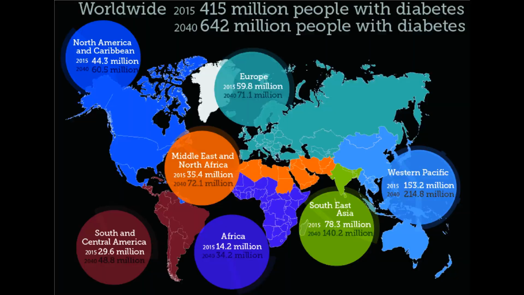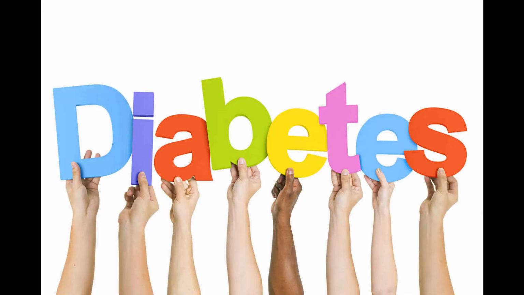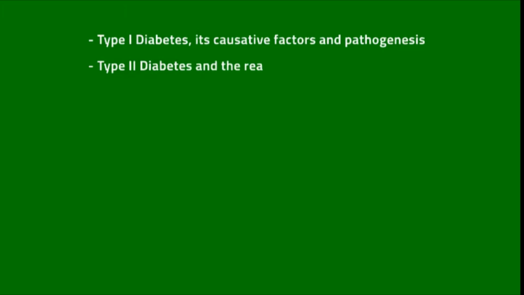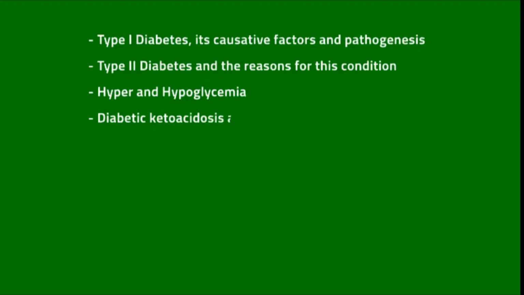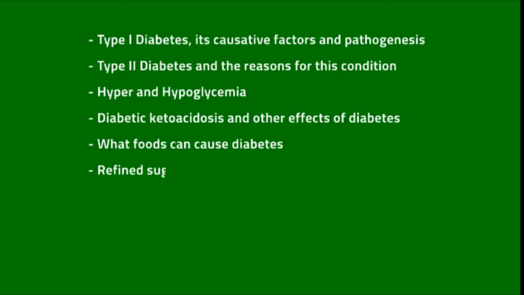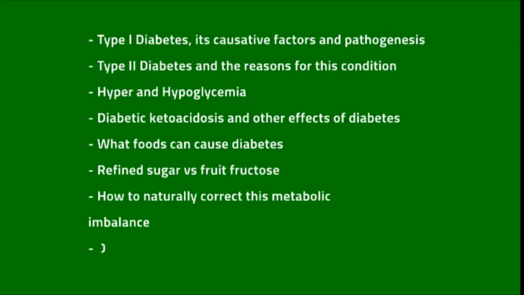In this video, we will explore the reasons why diabetes develops, the mechanics of it, discover if diabetes is really as incurable as they say it is, and identify ways of helping it. We'll discuss Type 1 diabetes, its causative factors and pathogenesis, Type 2 diabetes and the reasons for this condition, hyper and hypoglycemia, diabetic ketoacidosis and other effects of diabetes, what foods can cause diabetes, refined sugar versus fructose, how to naturally correct this metabolic imbalance, diabetes from the standpoint of energies.